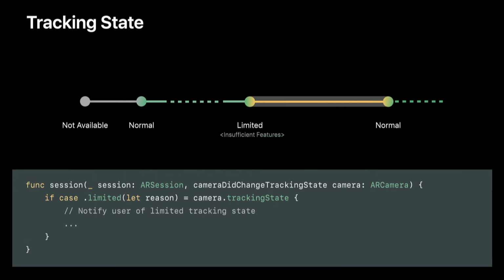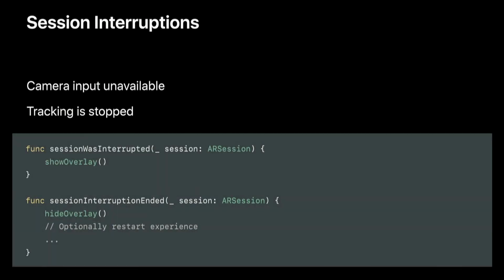The other part is if sensor data becomes unavailable. We handle this by session interruptions. If your camera input is unavailable due to your app getting backgrounded, or maybe you're multitasking on an iPad, camera images also won't be provided to your session. In this case, tracking will become unavailable or stopped, and your session will be interrupted. To deal with this, we also provide delegate methods to make it really easy.